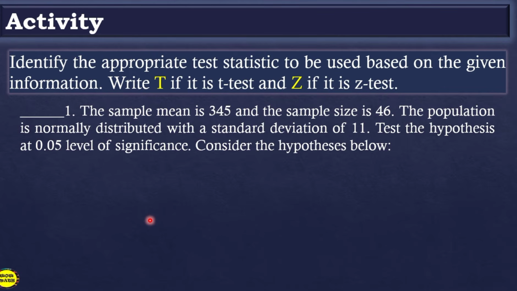Number 1, the sample mean is 345 and the sample size is 46. The population is normally distributed with a standard deviation of 11. Test the hypothesis at 0.05 level of significance. Consider the hypothesis below. The null hypothesis, the population mean is equal to 345, and the alternative hypothesis is the population mean is not equal to 345.